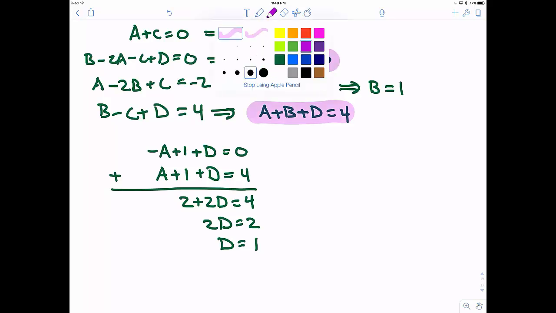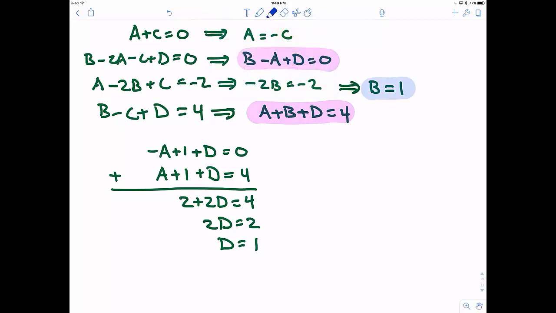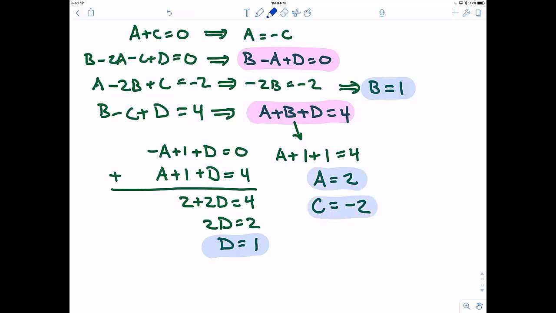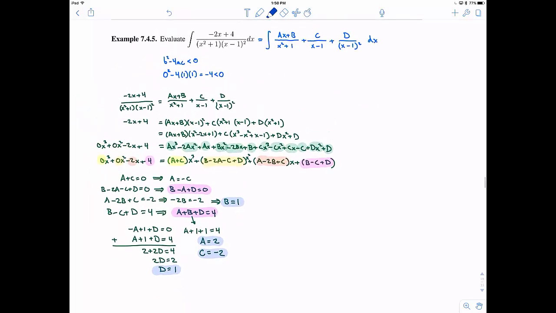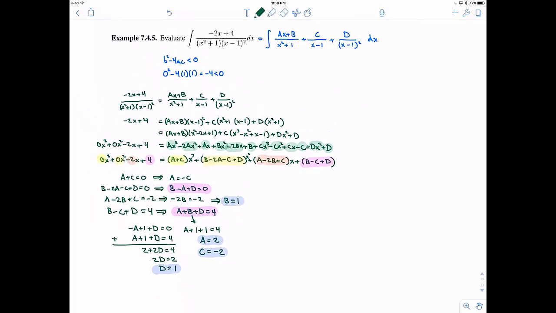Let's go ahead and use this last equation then. Knowing that b equals 1 and d equals 1, we can write it as a plus 1 equals 4. So that means that a has to equal 2, and since a is the same thing as negative c, we know that c has to equal negative 2. So there are all of my coefficients. It takes a little bit longer, but I can do it. So let's plug these back in. I now know what a, b, c, and d are.